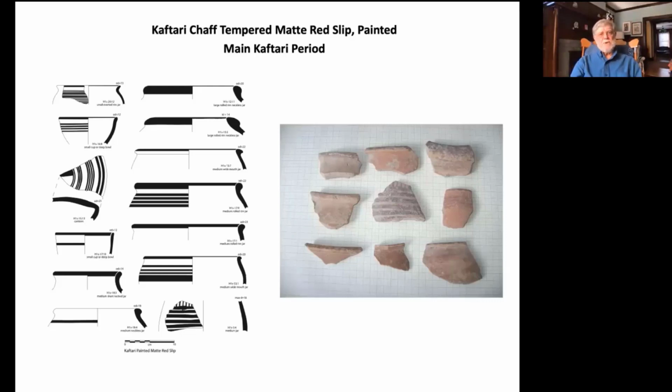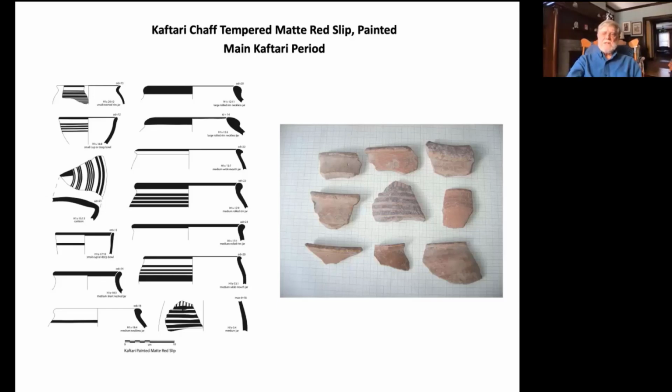It's got the same old horizontal lines. It's got the same rolled or thickened or clubbed rims, however you want to call it. One distinctive form is the canteen, and we'll talk about canteens more later. And they're always the matte red slip, painted matte red slip.